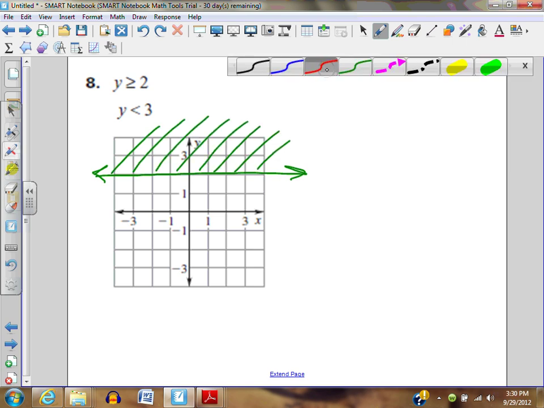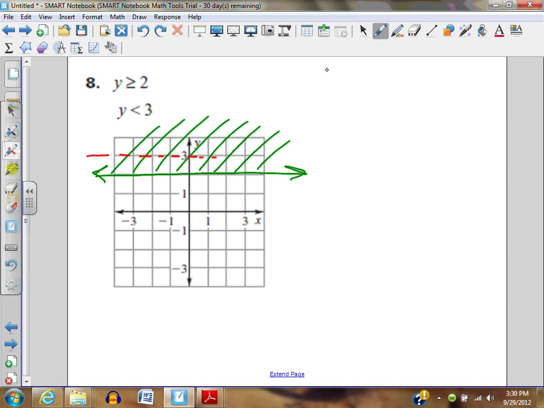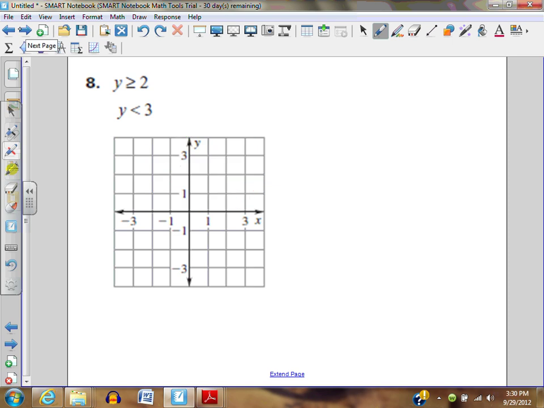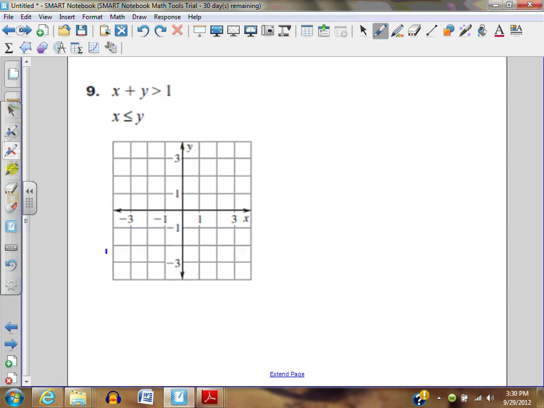And then on the other one, it's y is less than 3, but this is a dashed boundary, yes. And this is the red one, and it's everything down from there. So the only solutions that will satisfy both of these are the ones that are shaded and represented by both areas of shading. Let's move on because we need to.